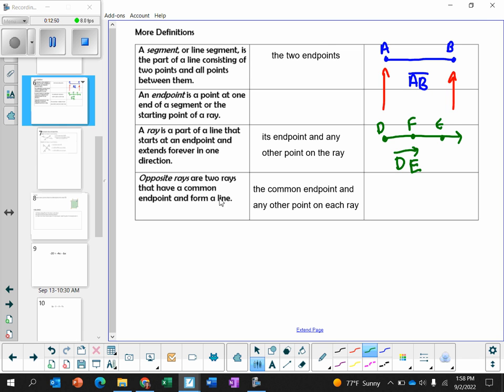So then opposite rays really make a line. Like if I start here and go in this direction, but start at the same point and go in the other direction, that makes 1 line. All right, so let's call this J, K, and L. So ray JK and ray JL would be opposite rays. They have the same starting point, but then go in opposite directions.